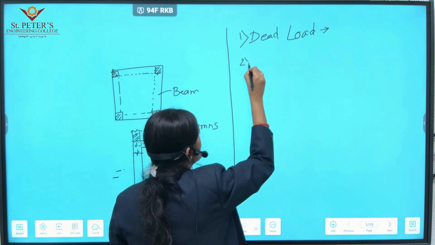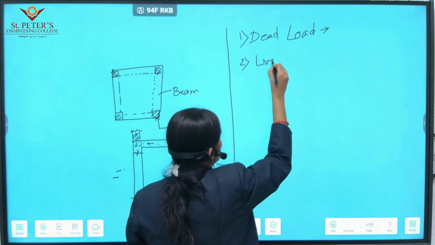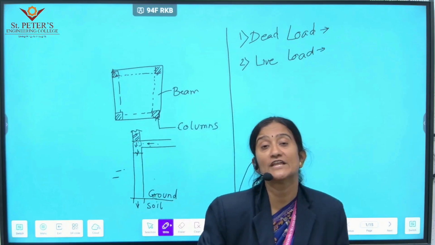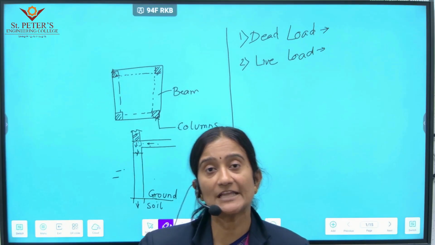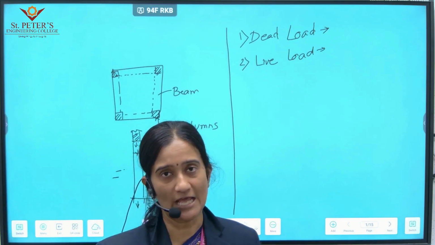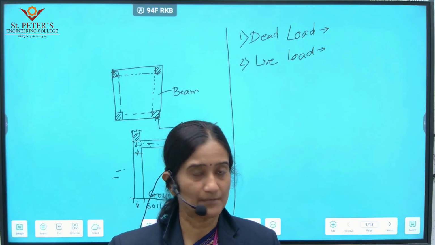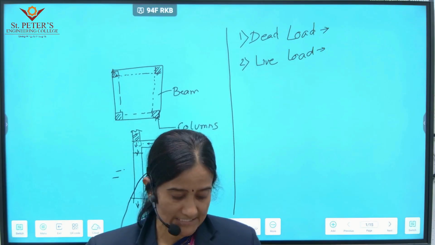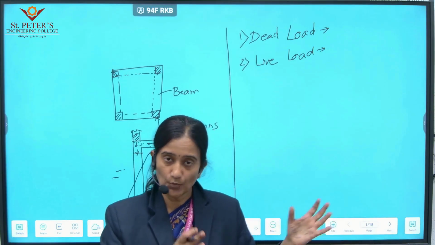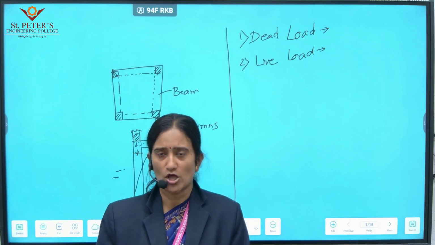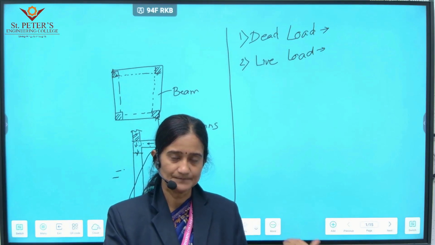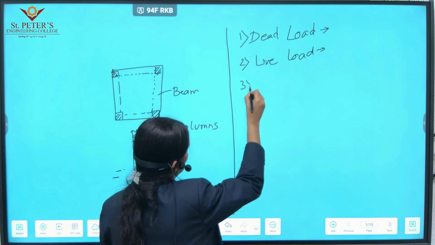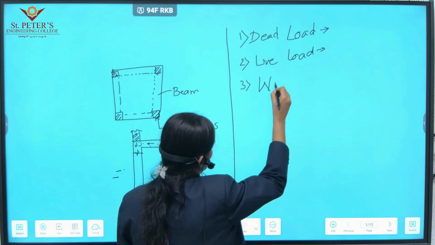After dead load comes your live load. The load of temporary structures or temporary materials is known as live load. It can be humans, students, anyone, or furniture and extra materials put on the slab or on the roof. All of that is considered live load. After live load comes your wind load.